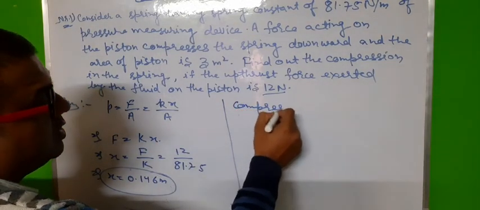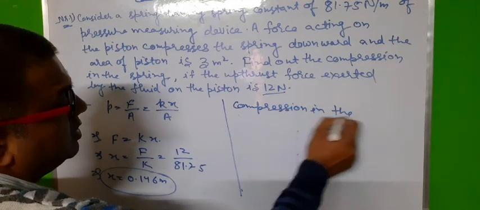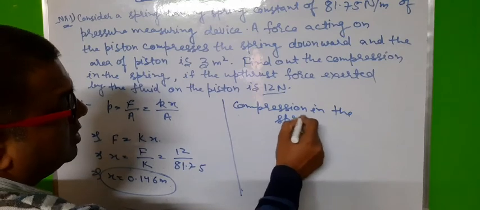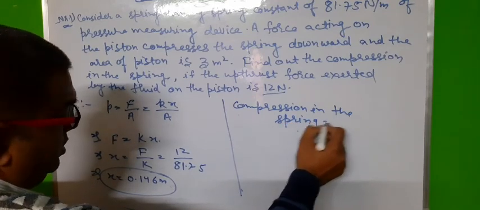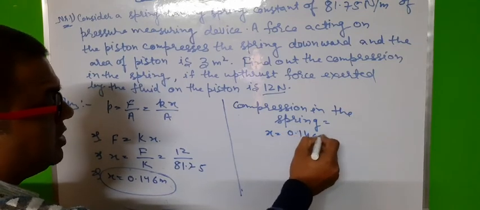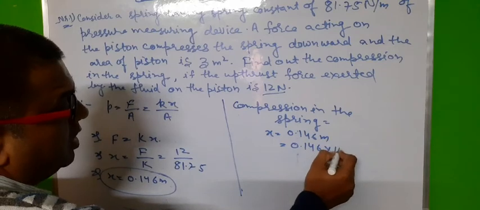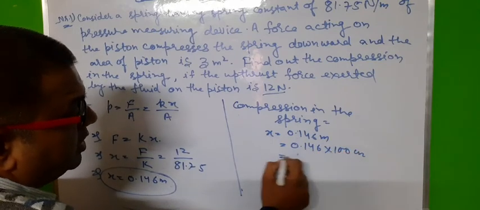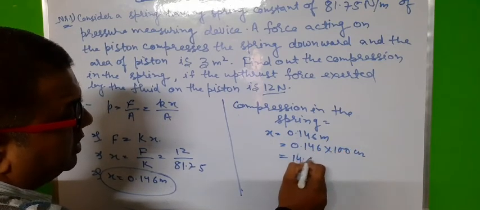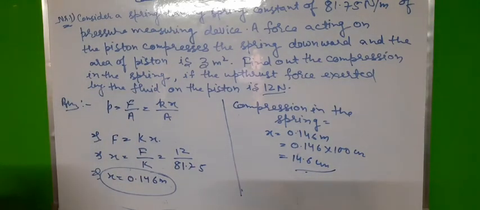Compression in the spring, x, is equal to 0.146 meter, or 0.146 into 100 centimeter, that is equal to 14.6 centimeter. This is a very basic question. Now the next question we are going to discuss.